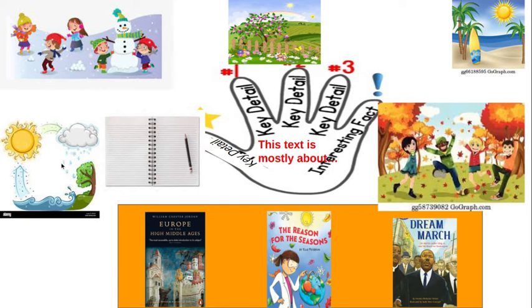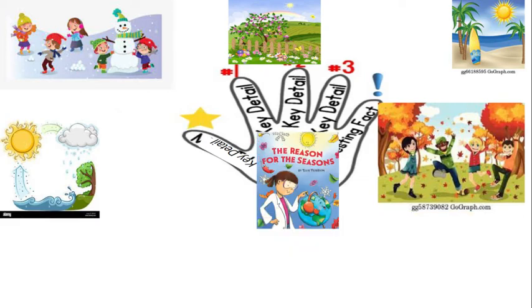You go, oh, water cycle, winter, spring, summer, fall. I bet this is the reason for the seasons. So this is mostly about the reason why we have seasons, right? You can't get that unless you get all the details, right? If you just get the seasons and you miss the water part, you won't have an accurate idea. So you've got to make sure you put your full hustle in every time we do this activity.